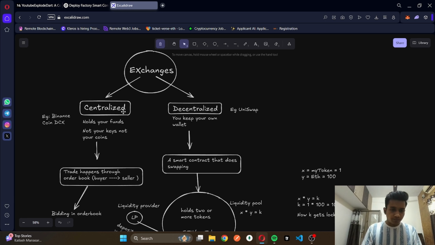Right. So in a centralized exchange, if you buy Bitcoin, you won't actually get the Bitcoin itself. The Bitcoin that you buy is stored in Binance's wallet address. It's stored in their wallet address, and they just show you the amount, or they might be storing it in their database, right?